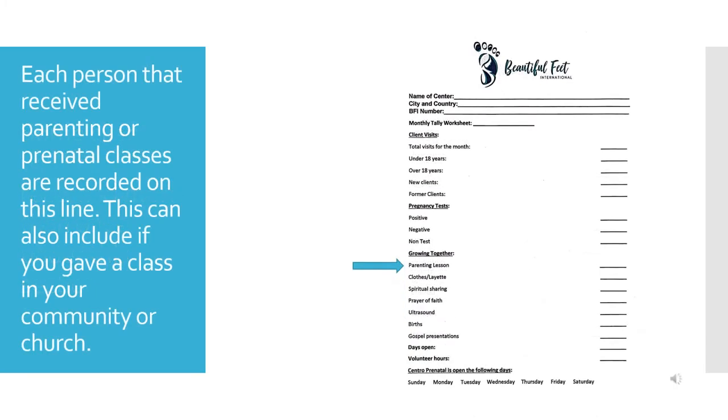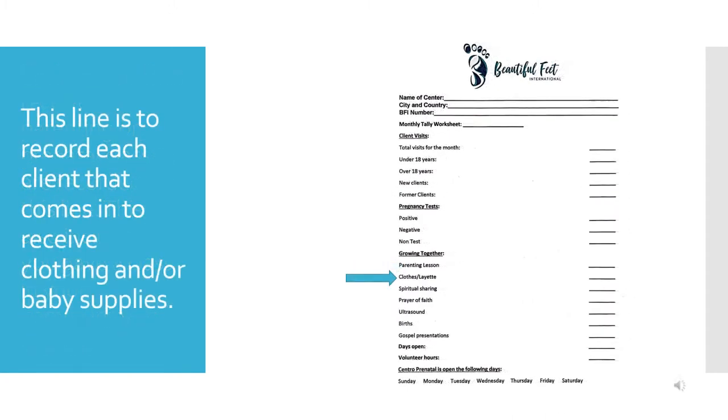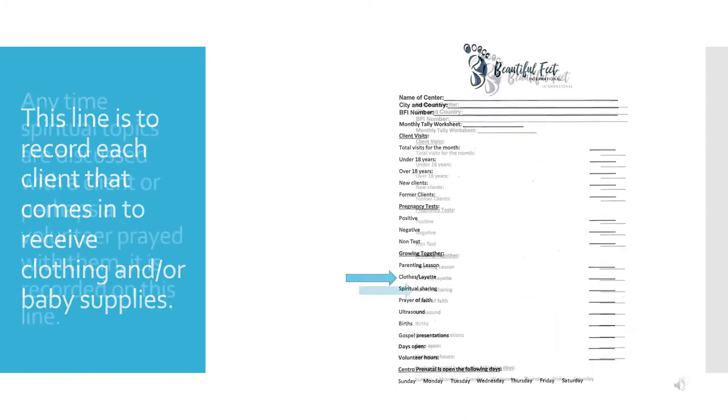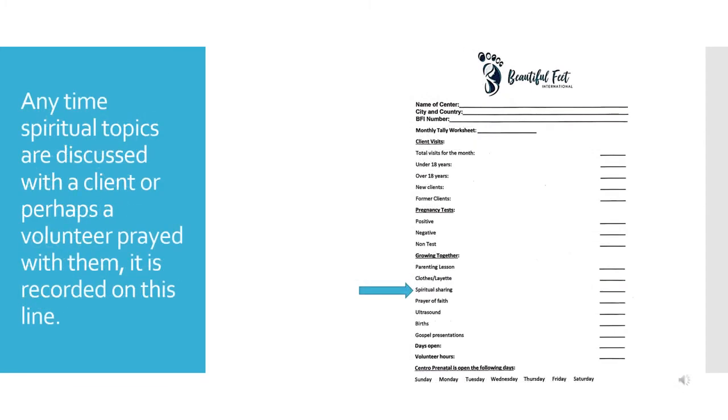Each person that received parenting or prenatal classes is recorded on this line. This can also include if you gave a class in your community or church. This line is to record each client that comes in to receive clothing and/or baby supplies. Anytime spiritual topics are discussed with a client or perhaps a volunteer prayed with them, it is recorded on this line.